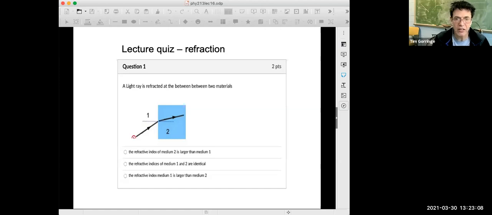So the way Snell's law works, the way the law of refraction works, is that if you travel into higher refractive index, you get bent towards the normal. If you travel into lower refractive index, you get bent away from the normal.